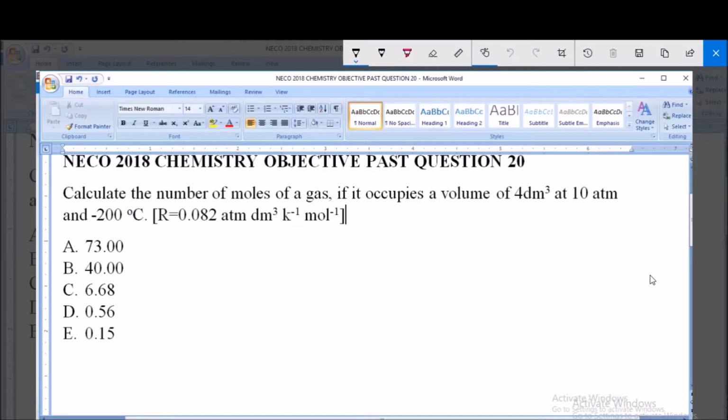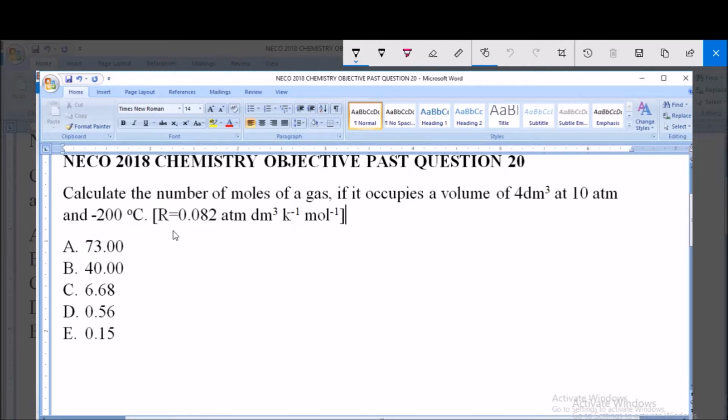Calculate the number of moles of a gas if it occupies a volume of 4 dm³ at 10 atm and -200 degrees Celsius. The constant R is equal to 0.082 atm dm³ per Kelvin per mole. Options: A 73.00, B 40.00, C 6.68, D 0.56, E 0.15.